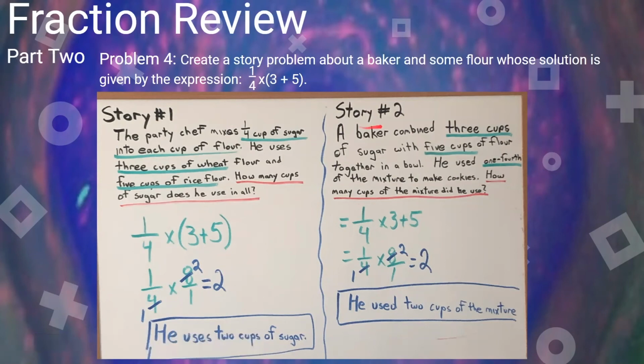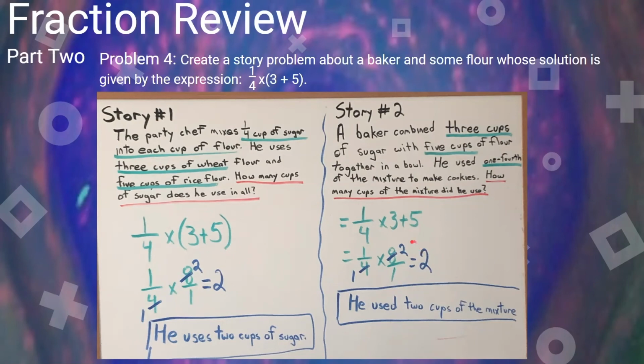It could have been another story. We could have looked at it this way. He could have combined 3 cups of sugar with 5 cups of flour together in a bowl. So then we're going to say he used 1/4 of the mixture to make cookies. How many cups of the mixture did he use? Slightly different question, but it still came up with 1/4 of 3 plus 5.